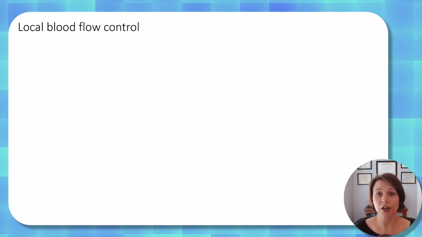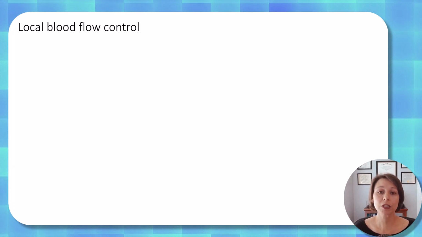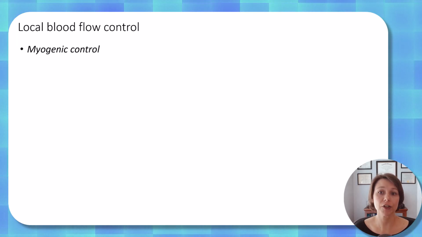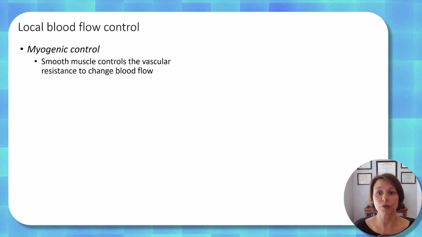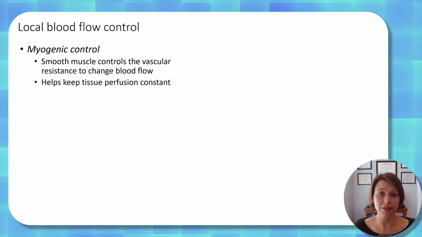So, the last thing that we're going to talk about here is local blood flow control. So, we're talking about the arterioles here. It works by a couple of different mechanisms. The first is myogenic control. Here the smooth muscle controls the vascular resistance in order to change the blood flow. This helps keep tissue perfusion constant.